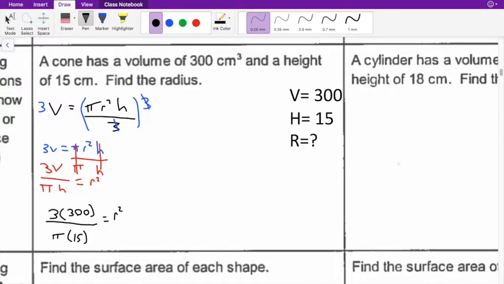Now, if I do that math here, if I plug that in my calculator, I'm going to get 19 approximately. But I don't have r yet. I have r squared. So what's the opposite of a square? I'm going to take the square root of both sides. And the square root of r squared is going to be r, and the square root of 19 is going to be 4.4, and that would be centimeters.